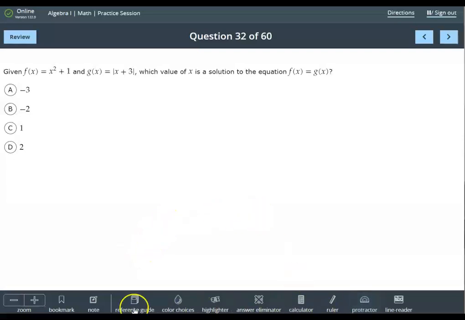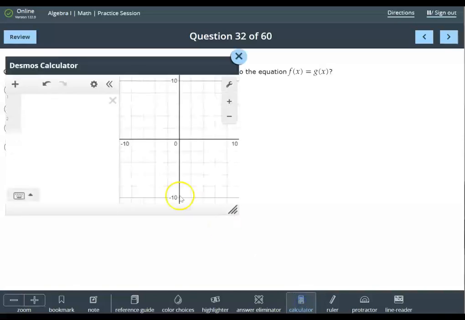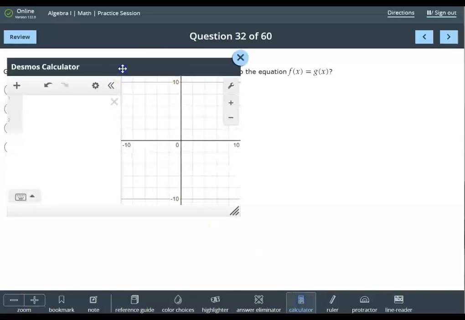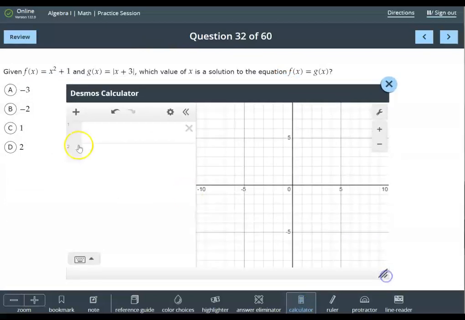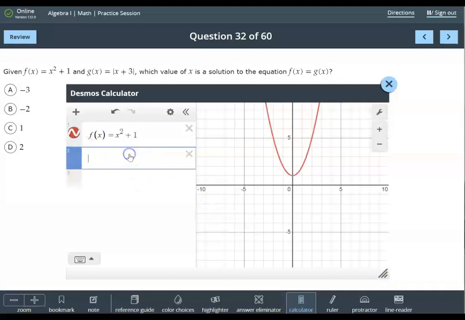At the bottom of your toolbar here, it says Calculator. You're going to click on that button. It will give you a Desmos calculator. Pull it to the right, and I'm going to pull this over to enlarge. And go ahead and type in your function f of x. The second function is g of x.